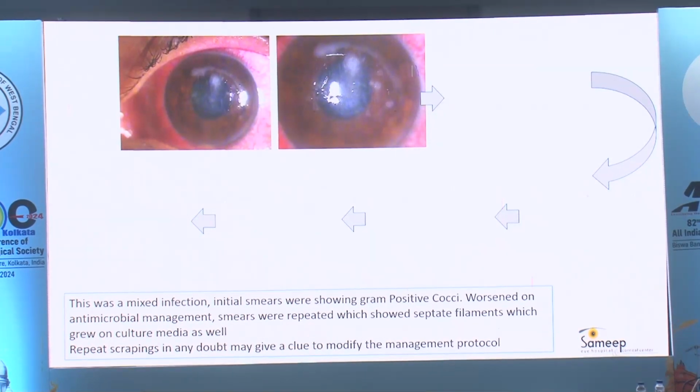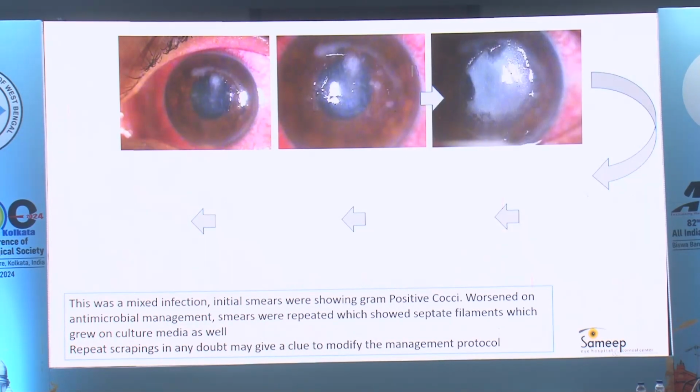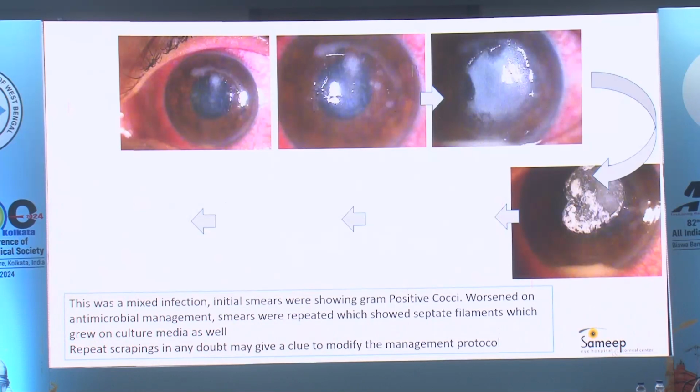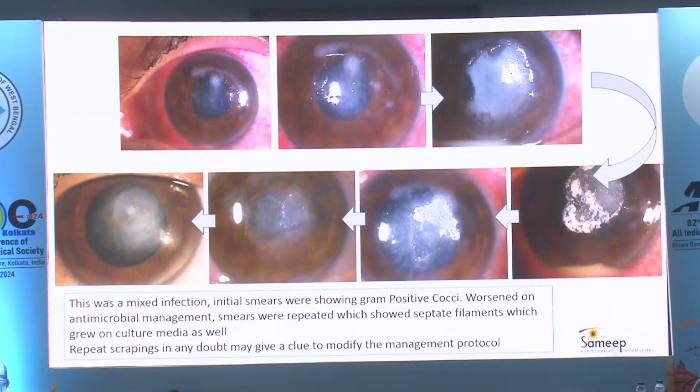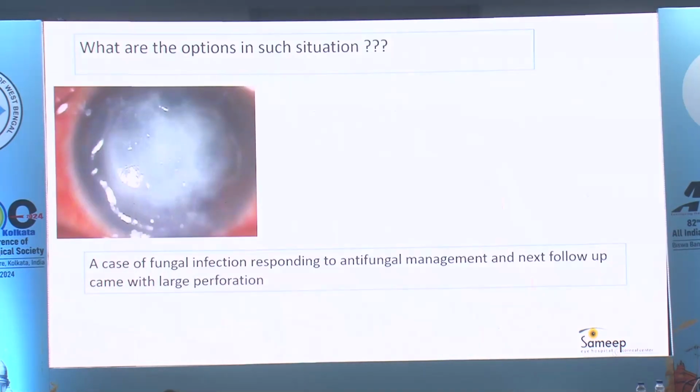On the first scrapings, we found gram-positive cocci, and we started treating this patient with antibacterial management. But as you see on follow-ups, this patient worsened further. As Dr. Uma was alluding, many a time we may deal with more than one organism, and probably in addition to a bacteria, there were fungal elements also. So it is very important to scrape these patients in between. You can see that now the patient has started responding to antifungal management, and eventually the patient healed with a corneal scar, but it does not happen every time.